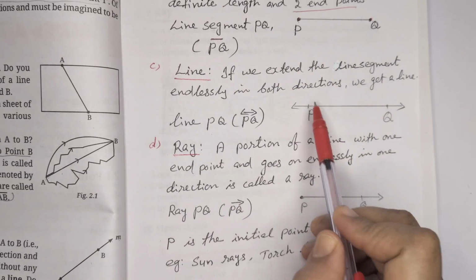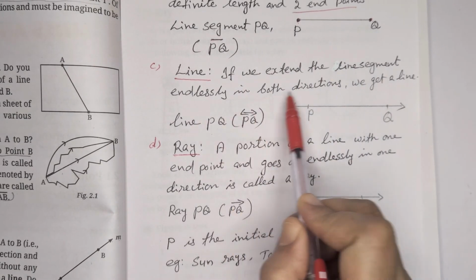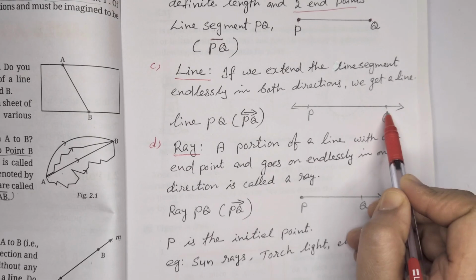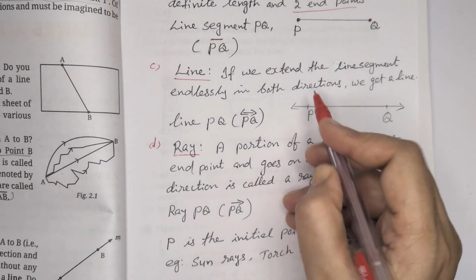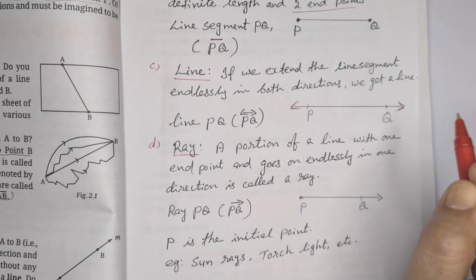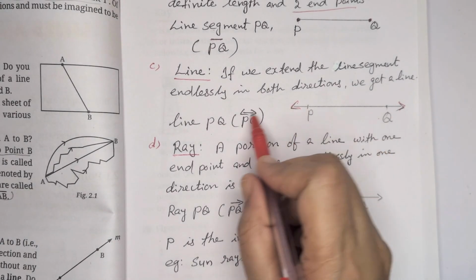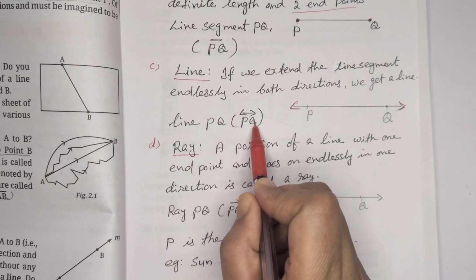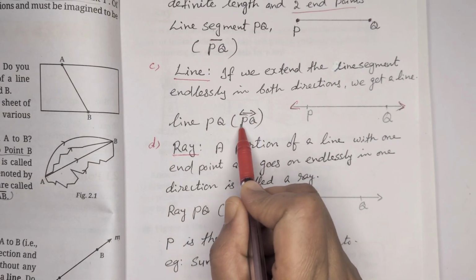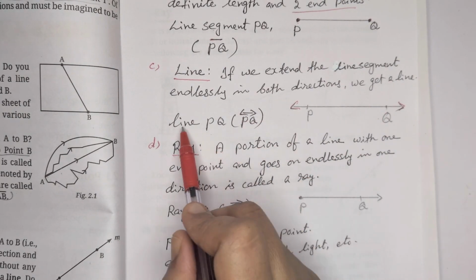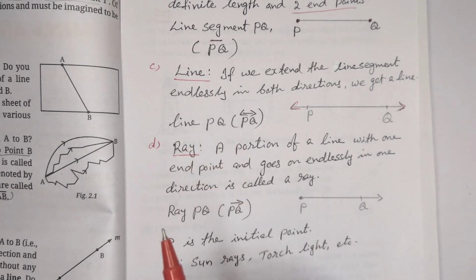Line. If we extend the line segment endlessly in both directions, we get a line. It is represented by the two points P and Q, and the arrowheads represent that we can extend it endlessly in both directions, this direction and the other direction. We represent it with the line symbol on top of PQ, two points from the line, and read it as line PQ.